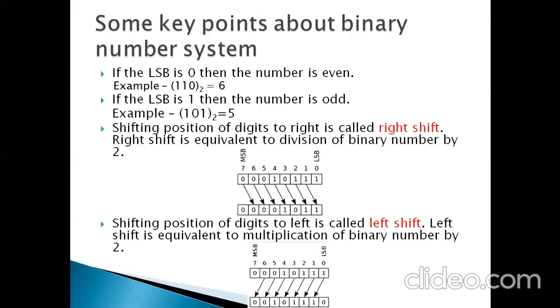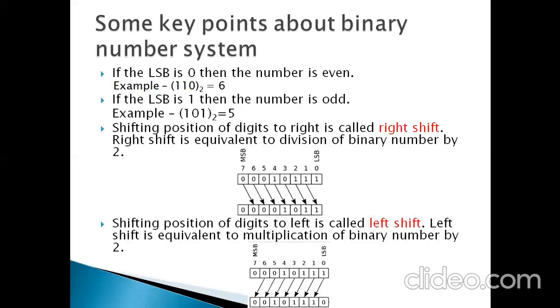So the number at position 1 is put at position 0. The number at position 2 is put at position 1 and so on. And finally, the number at position 7 is put at position 6 and the position 7 is filled by a 0. So this is called right shift. This operation divides the number by 2.